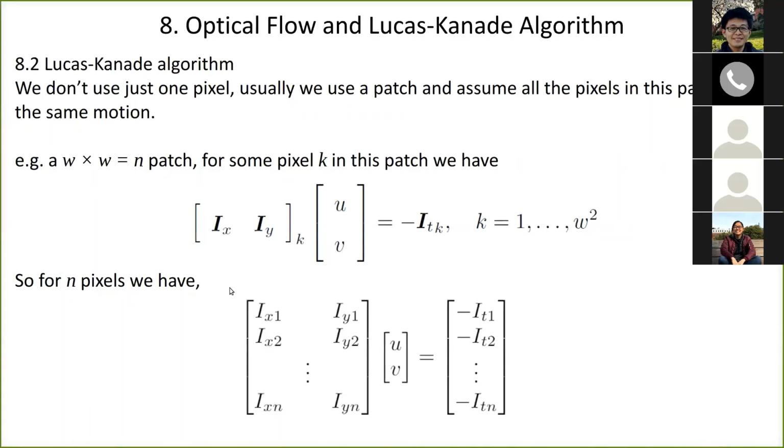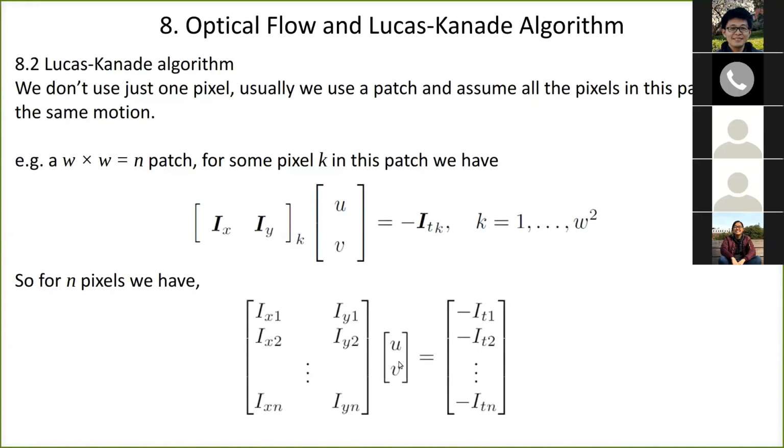For example, we take a patch for one of the interest points. Around the point, we take an image patch, which consists of a lot of adjacent pixels for that interest point. So imagine we have n pixels. So we have a matrix of size n by 2.